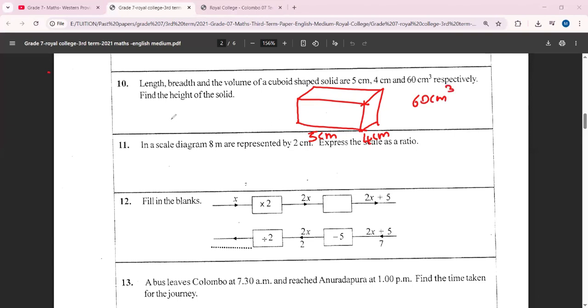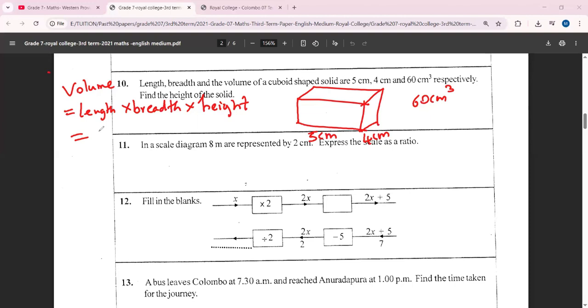And then how is this volume created? The volume is formed by multiplying length into breadth into height. Then volume equals length into breadth into height.